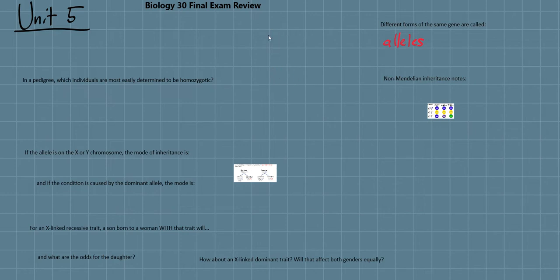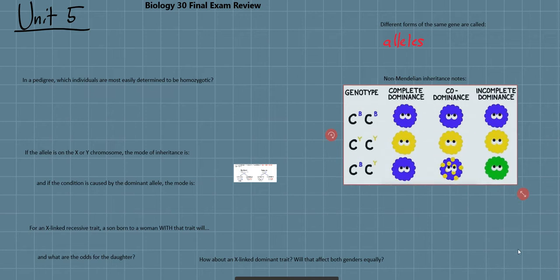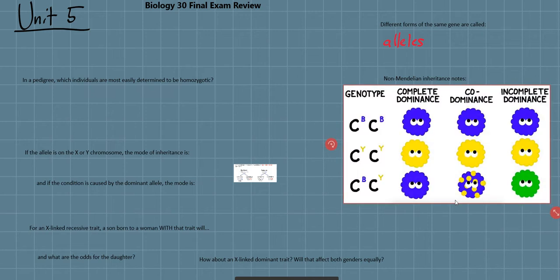For Mendelian inheritance, we know that we've got rules that we follow, right? If we're talking about just dominant and recessive, the ones that are easily solved with Punnett squares, then we know they're following Mendel's law of independent assortment and law of segregation. But not every gene works that way.